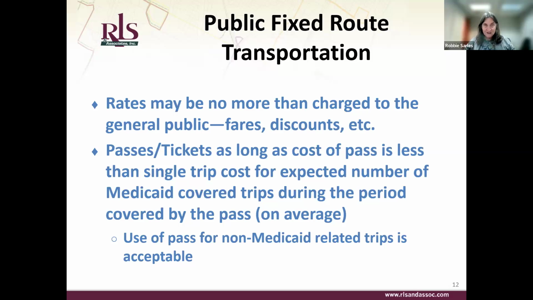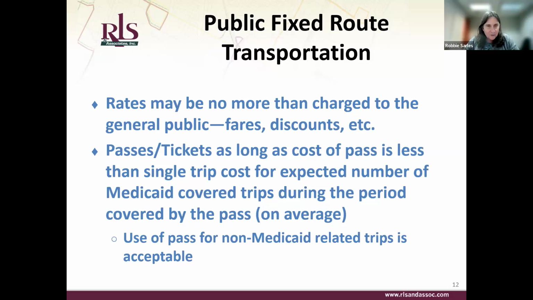But one of the big distinctions that has been made is once that pass or ticket or whatever has been purchased, if that beneficiary then also chooses to use that pass for other trips in addition to the Medicaid trips, they can do that. And even though that seems commonsensical as well, historically that has not always been the case and has not always been consistent with the direction that has been provided. So I think that this is great that it's very clearly spelled out in the guidance.